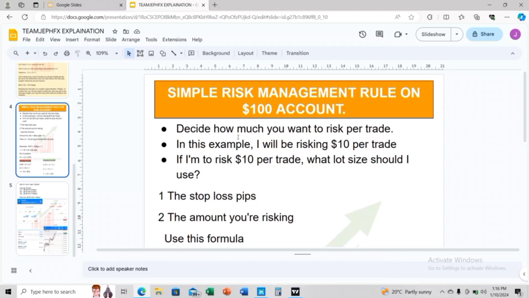As you can see here, you open a $100 account. Now, how do you trade it? How do you follow signals with a $100 account? The first thing you need to do is to decide how much you want to risk per trade.